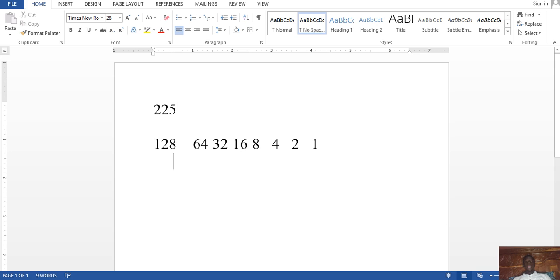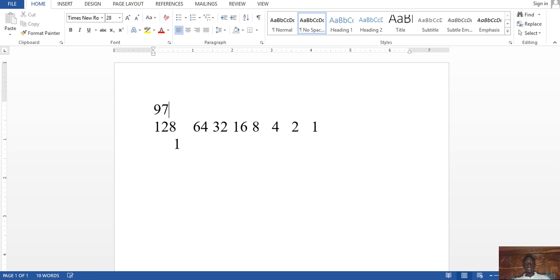Can 128 be subtracted from 225? Now I don't need to even be subtracting right from here. If it can be subtracted, we just put a 1. If we put 1, now how much is left is 97. Now 97 is our value, because if I subtract this, I'm going to be left with 97.